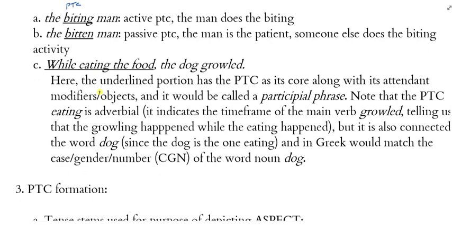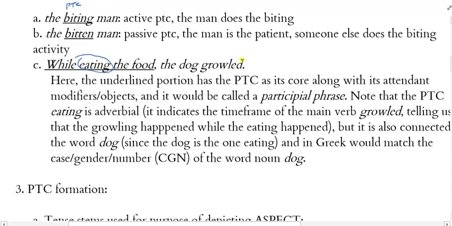Now, I've underlined "while eating the food" here. And what I want to indicate here is that this phrase includes a participle at its core, "eating." And then notice "the food" is the direct object, right? What is it the direct object of? The action of eating. Now, the word "growled" is a verb, and that's in the main clause. The main clause's verb might also take a direct object, okay?